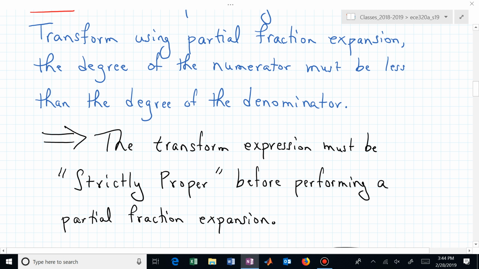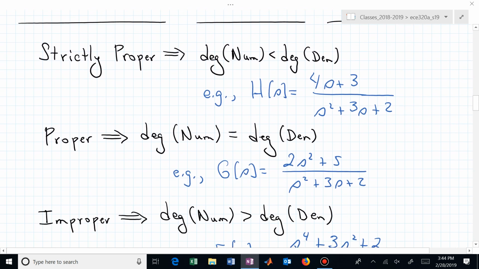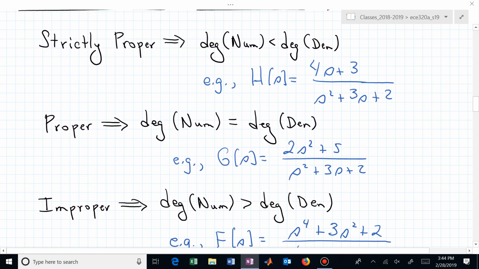And now let's define these terms, this one that I have in quotes, and some others. Strictly proper. That means the degree of the numerator is strictly less than the degree of the denominator. And there's an example. We have a first order numerator, we have a second order denominator. That transform expression is strictly proper.